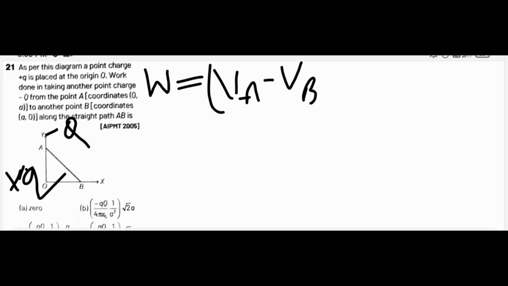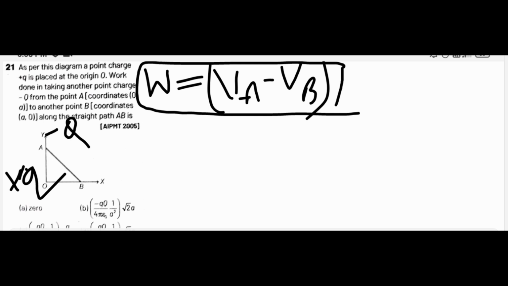Again, this is a basic calculation, and here VA and VB are at equal distance. Work done is equal to q times (VA minus VB). Here VA and VB are located at the same point, that is, if you take this as the y axis, you can take this as the x axis.